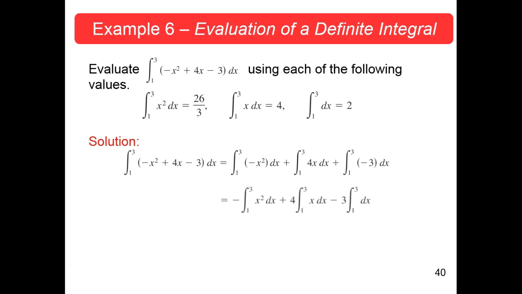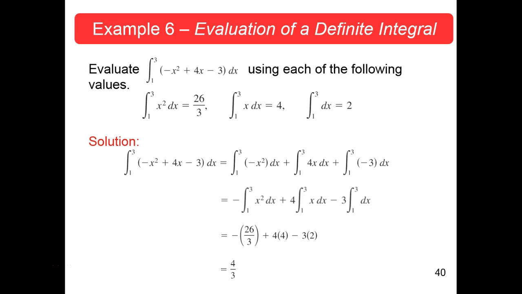So you have a minus 1 times the integral of x squared dx, which they told us what that value was, plus 4 times the integral of x dx, which they told you that value, and then minus 3 times the integral of dx, which they told you that value as well. So now we just substitute those values in, keeping the things in front: minus 26 thirds, plus 4 times 4, minus 3 times 2, and that came out to be 4 thirds. They didn't show us how they got that. They just magically got 4 thirds, which is the same thing we got when I showed you how to do it. Make sense?